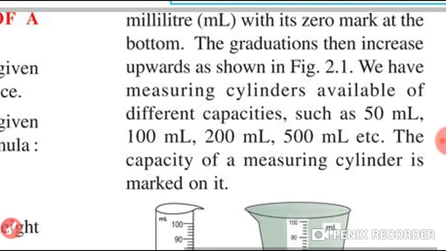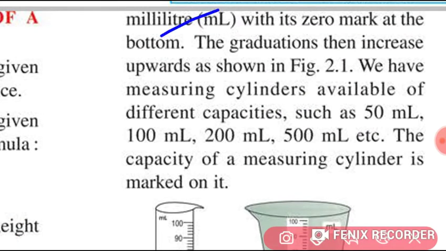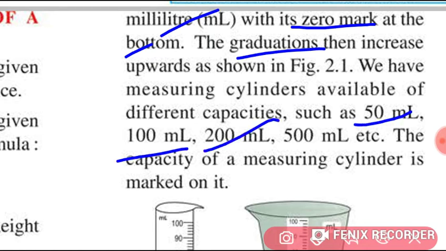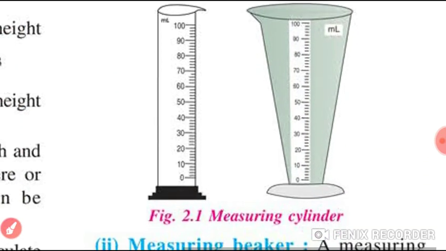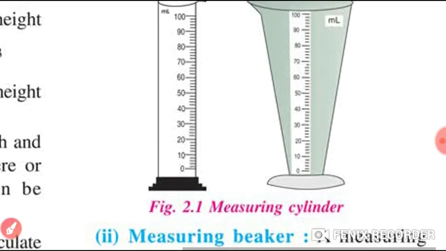Now it is graduated in milliliters, and it has the 0 mark at the bottom. As you go upwards, the graduation increases. Now these cylinders may be of different capacities like 50 ml, 100 ml, 200 ml, or 500 ml. These are the measuring cylinders.